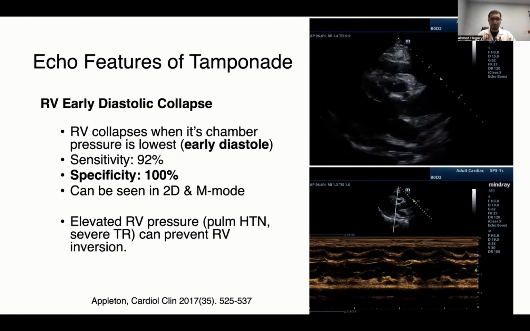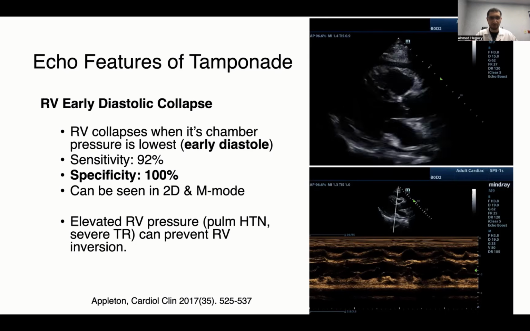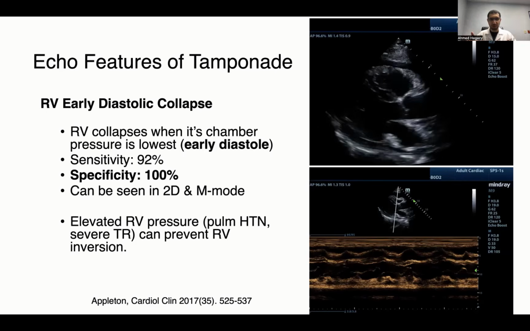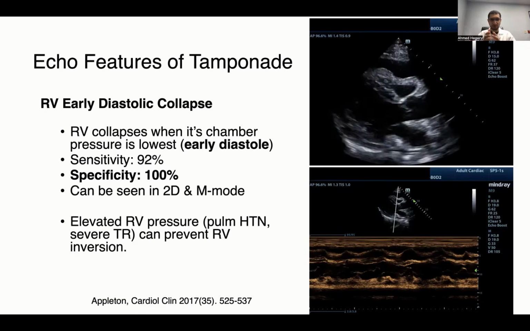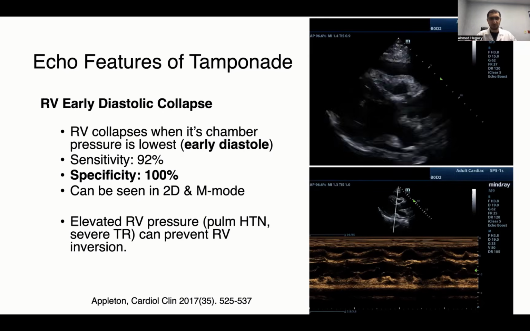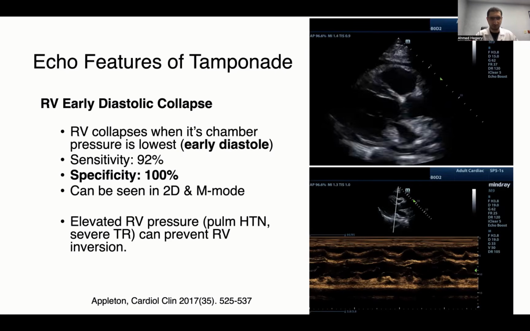Now, the collapse happens in early diastole because the intracardiac pressure in early diastole for the right ventricle is the lowest it can be at that time point in the cardiac cycle. And so the chamber will only collapse during the point in the cardiac cycle where the intracardiac pressure is the lowest and the intrapericardial pressure can overcome the intracardiac pressure. And so that tends to be in early diastole for the right ventricle.